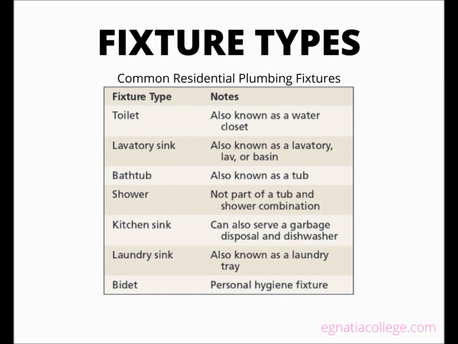The stub-out pipes penetrate either the floor or the wall as dictated by the specific fixture requirements, and then they are connected to the fixture during the fixture installation phase, which is known as the trim-out phase of construction. This table lists common residential fixtures, which will be explained separately.